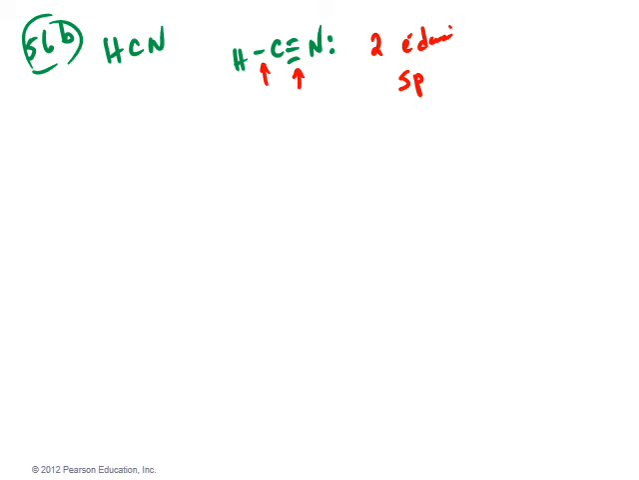Remember, for each electron pair you need one hybrid orbital, so sp would give you two hybrid orbitals, and angle would be 180 degrees. And we drew the structure right because this angle is 180 degrees. Now let's try 56D.